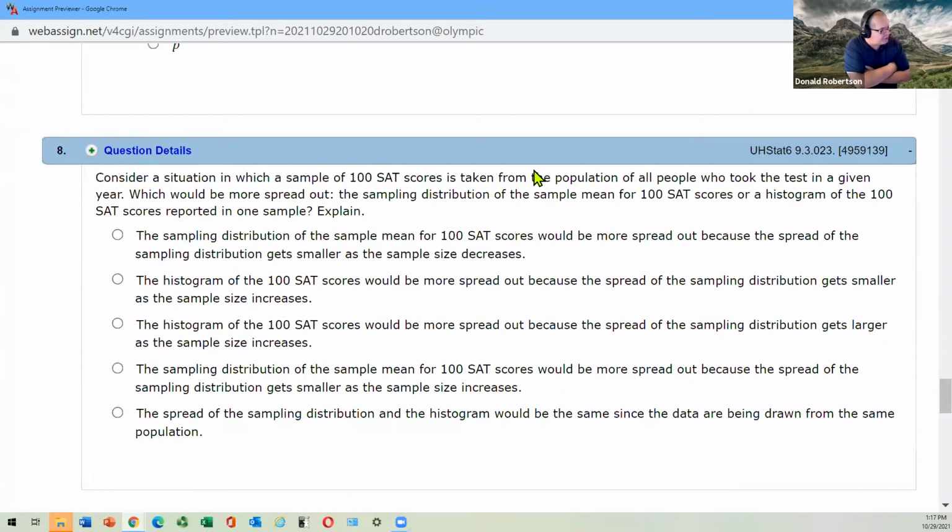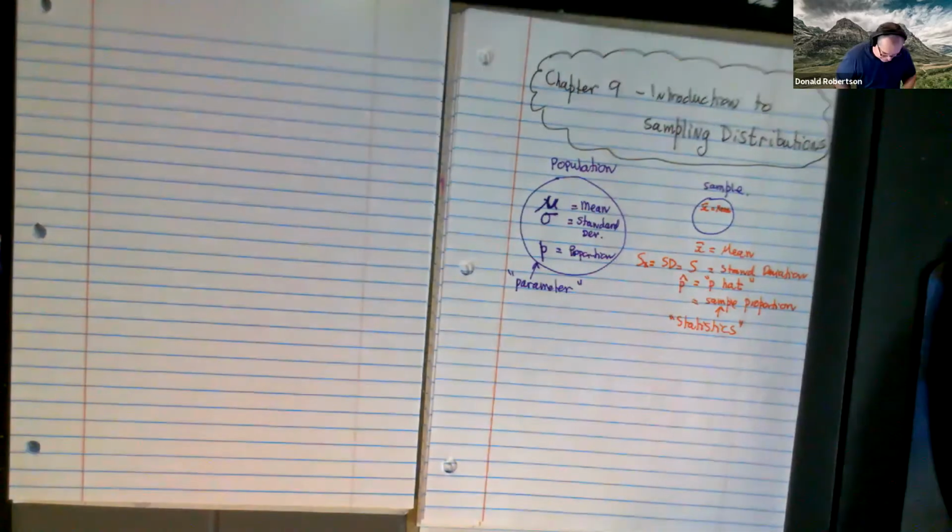Consider a situation in which a sample of 100 SAT scores was taken from the population of all people who took the test. Okay, seems reasonable. Which would be more spread out? Now, I do need to return because I haven't talked about this guy yet. We are going to talk about the sampling distribution.